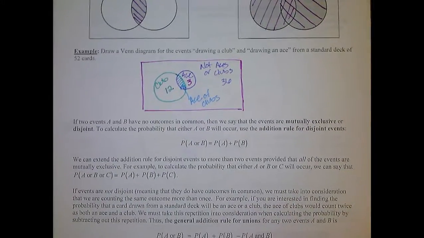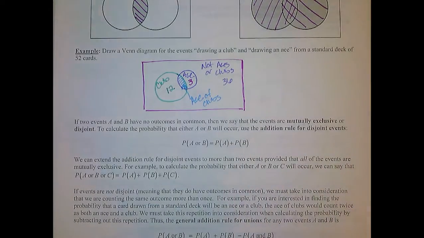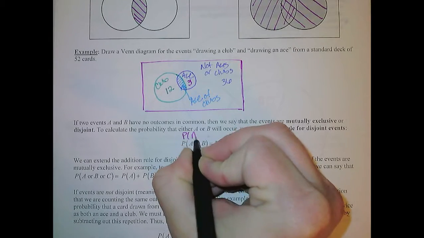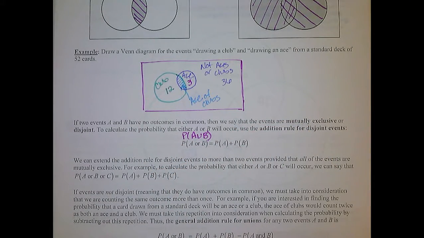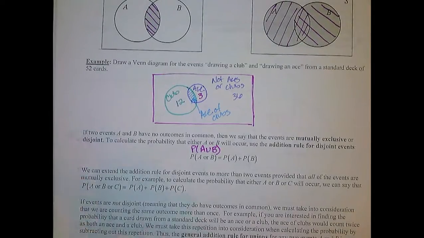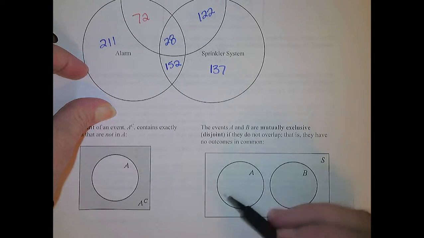So previously we discussed the idea of the addition rule for disjoint events. We said that if 2 events are disjoint, if they have no outcomes in common, then the probability of A or B, we could also write this as the probability of A union B, is equal to the probability of A plus the probability of B. So we're adding the probabilities because they have no outcomes in common.